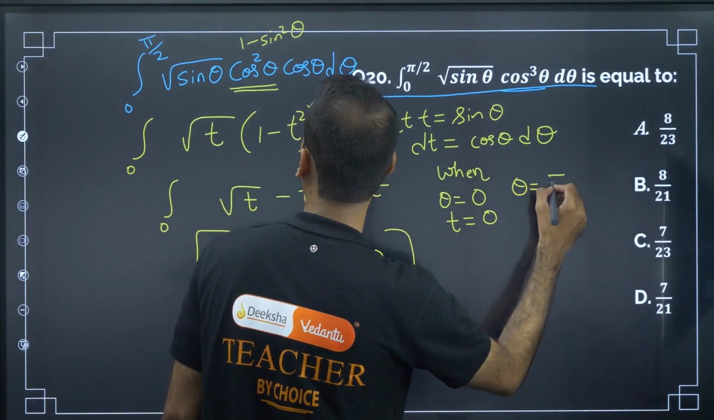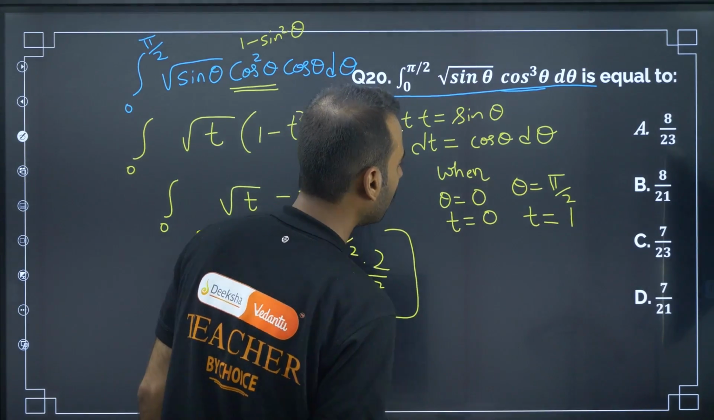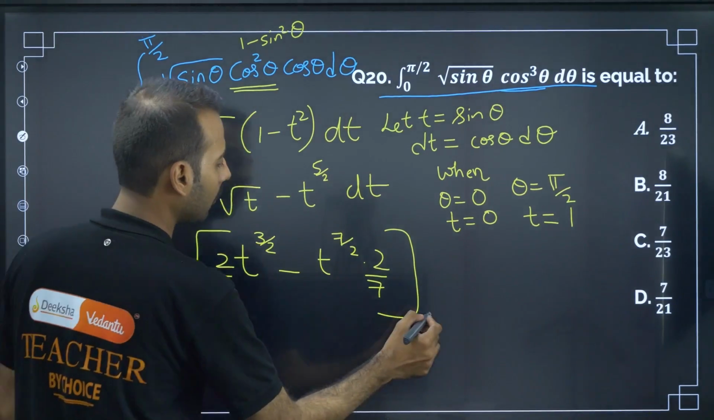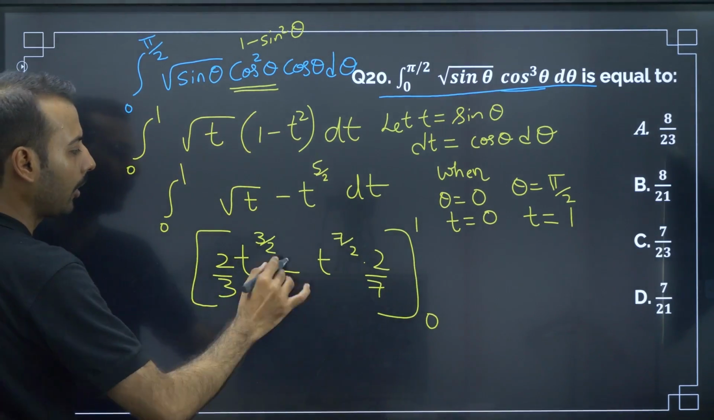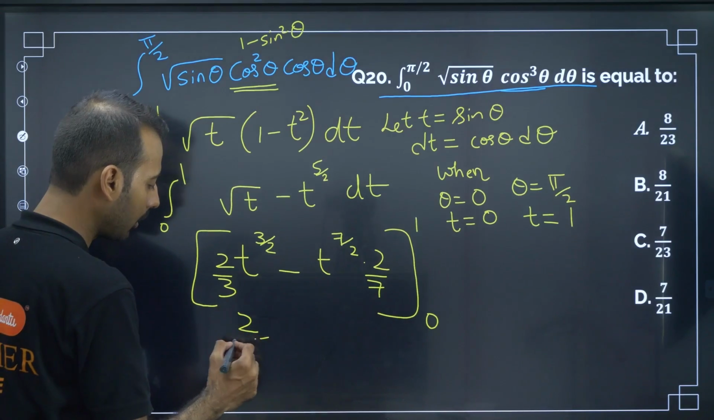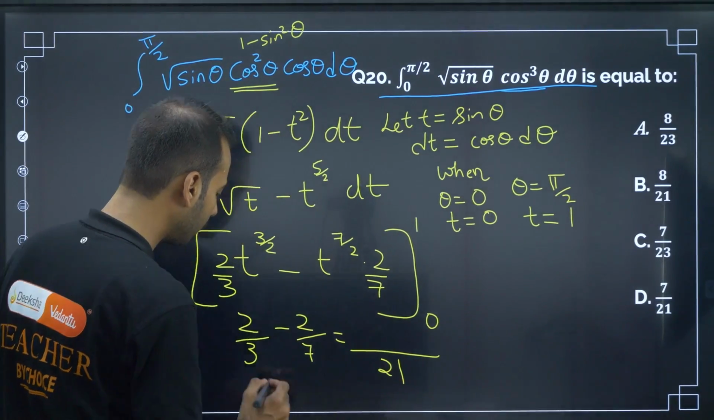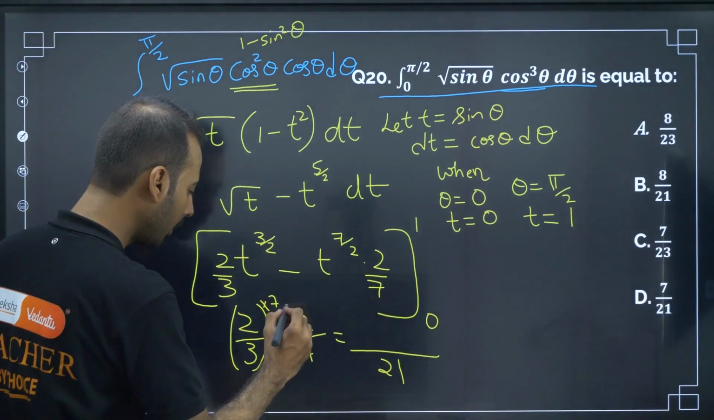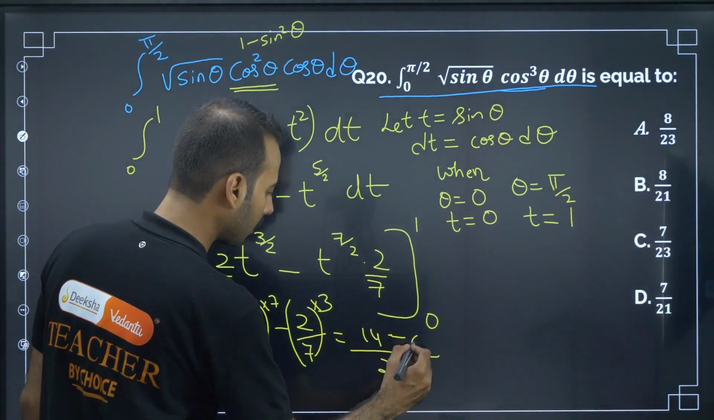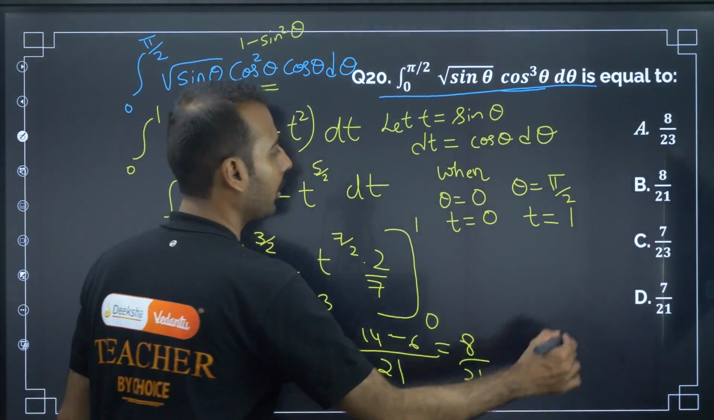When theta is equal to pi by 2, t is equal to sin pi by 2, which is 1. So the limits go from 0 to 1, this also 0 to 1. Now the lower limit I will not substitute because the lower limit is 0 only. If I substitute the upper limit, 2 by 3 minus 2 by 7, this is equal to 21 into 7 into 3. 7 times 2 is 14 minus 2 times 3 is 6, which is equal to 8 by 21. Is there any such option, 8 by 21? Yes, B is the answer.